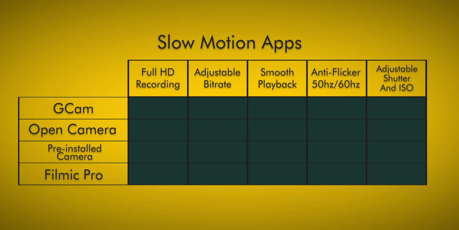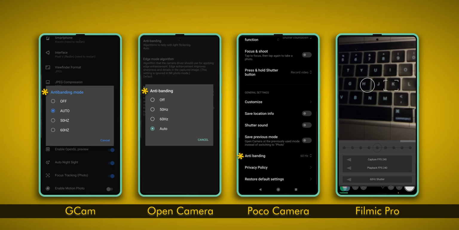I'd say GCam is probably not your best bet for slow motion video, especially on the Poco F3. GCam records at a lower resolution, at a lower bitrate, with stuttering, although it does support an anti-banding or anti-flicker setting that adjusts the shutter in relation to 50 Hz or 60 Hz flickering from light sources or TVs.